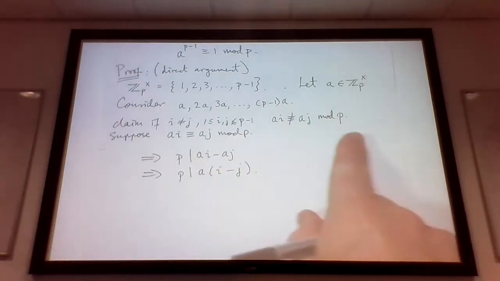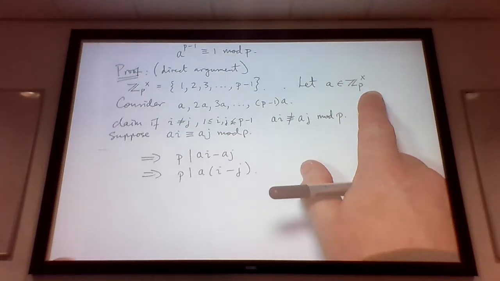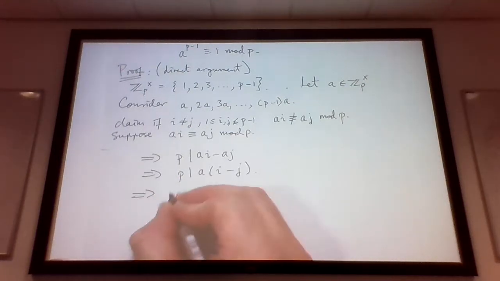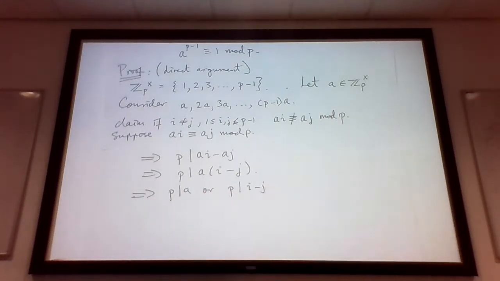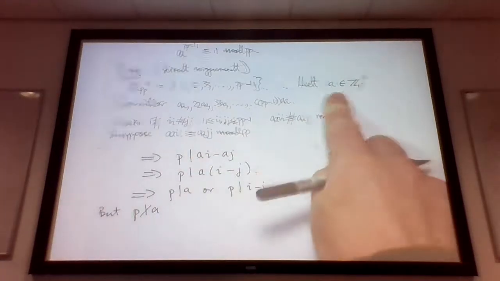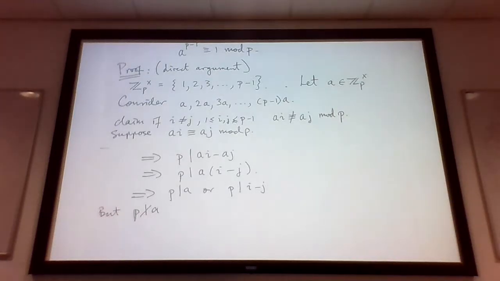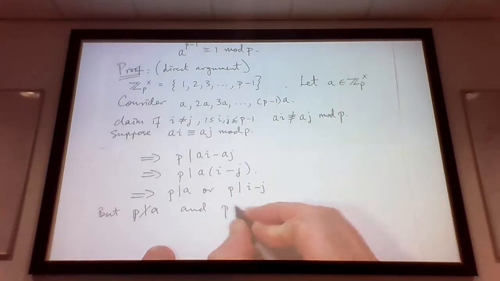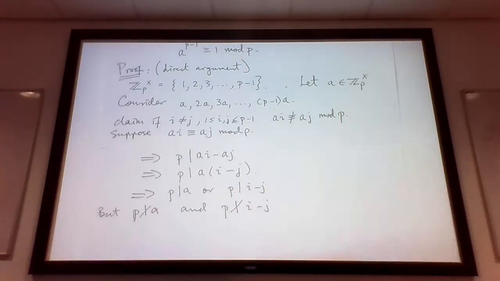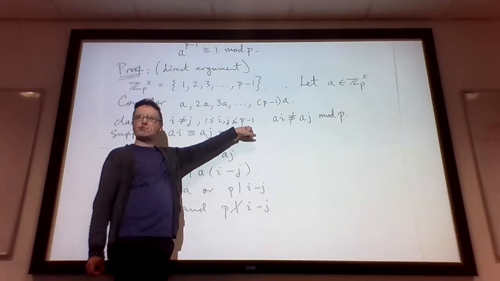Now we know P does not divide A, because A is coming from the multiplicative group. So this implies P divides A, or P divides I minus J. But P does not divide A, by assumption at the start. A is coming from the multiplicative group, it's coprime to P. And P cannot divide I minus J, because I and J are two numbers between 1 and p minus 1.